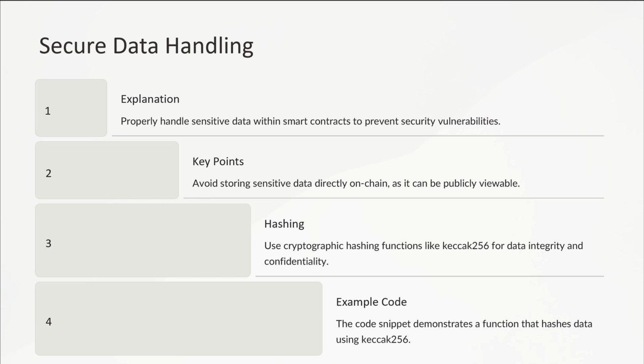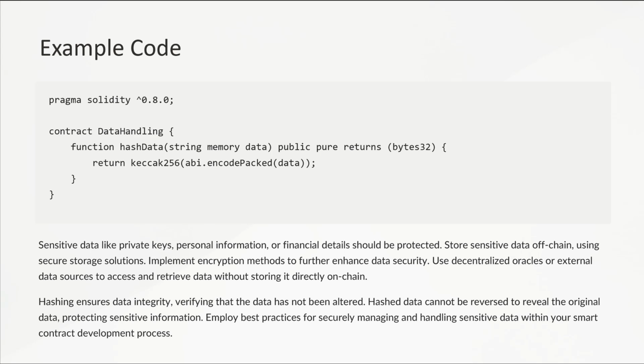The code snippet demonstrates a function that hashes data. Hashing ensures data integrity by verifying that the data has not been altered. Hashed data cannot be reversed to reveal the original data, protecting sensitive information.